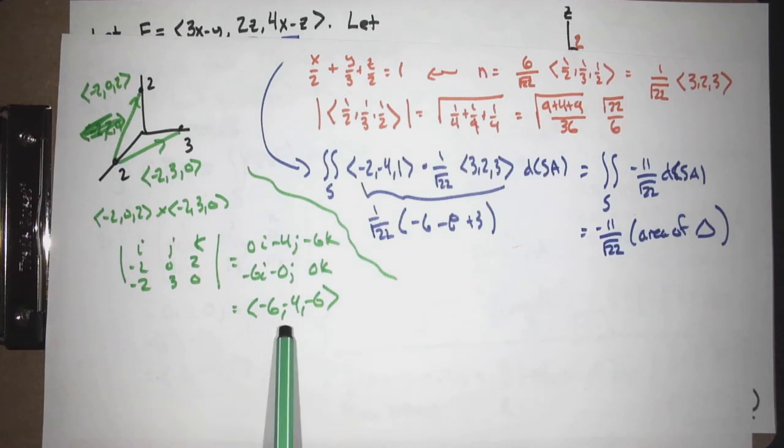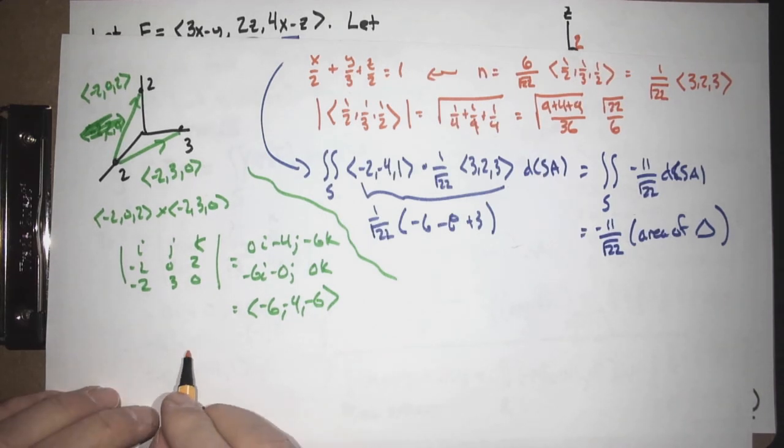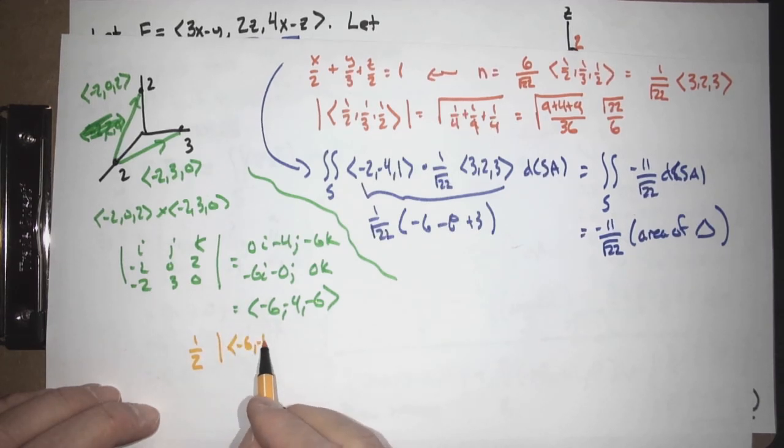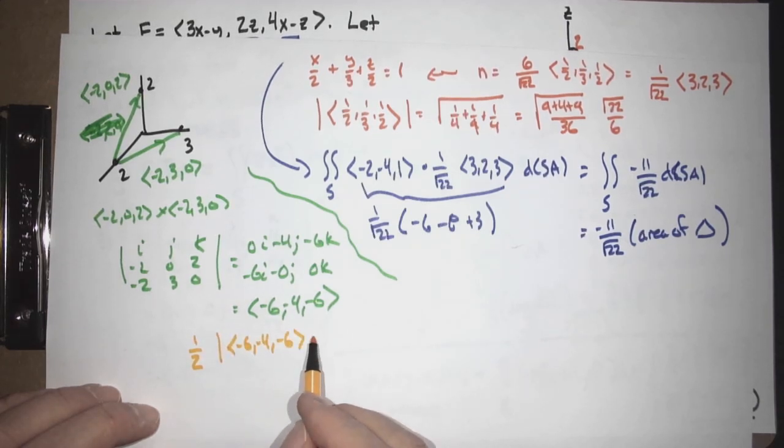Now, is this the area of a triangle? No, not even close. It's a vector. A vector's not an area. So how do you get to an area? Magnitude that. All right, so we're going to take 1/2, because the triangle is half a parallelogram. The cross product actually finds the area of a parallelogram. So 1/2 the magnitude of -6, -4, -6.